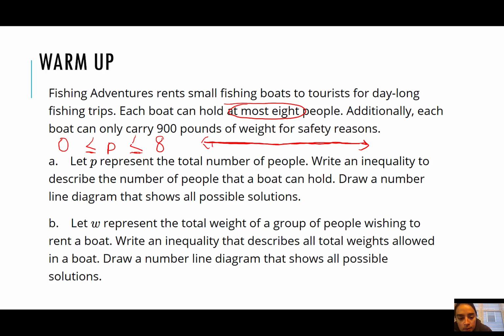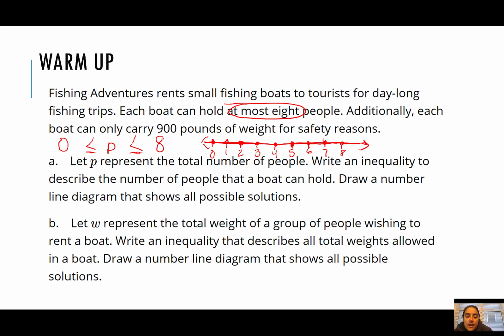So I'm going to label this 0, 1, 2, 3, 4, 5, 6, 7, 8. And I'm going to have a closed circle on each. So that means I can include any of these amounts of people. Again, I cannot have a half a person, a quarter of a person. That's why the circles are closed on all the whole numbers. Okay, let's look at the next one.